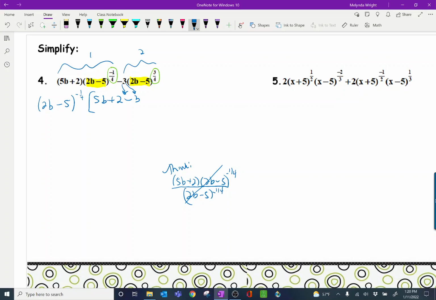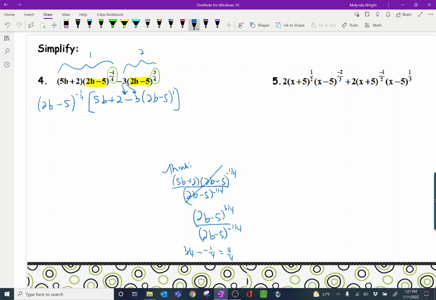Okay, so let's see, what do we have? We've got (2b − 5)^(3/4) divided by (2b − 5)^(−1/4). So 3/4 minus a minus 1/4 would be 3/4 plus 1/4, which is 4/4, which is just 1. So I'd be left with (2b − 5) to the first power. Whew, okay. All right, so let's look at what we have to clean up over here.